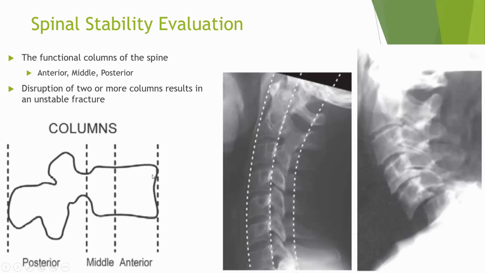How would you know if the patient you are treating has a stable spine or not? It is so critical for you, because you don't want to damage the spinal cord at the end of the day and make an individual paraplegic, not even just paraplegic, any trauma to the nervous system. You don't want to do that. So to evaluate that, if there is disruption of 2 or more columns, that results in an unstable fracture.